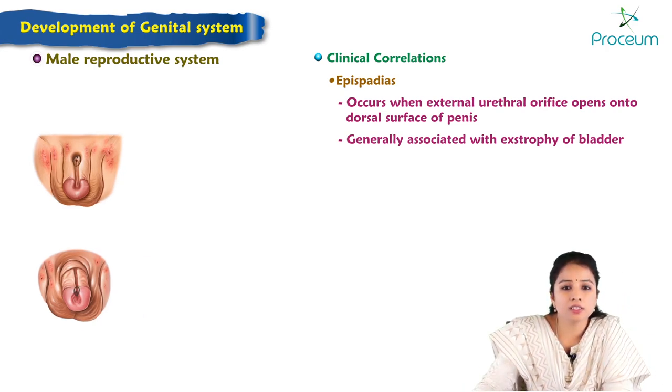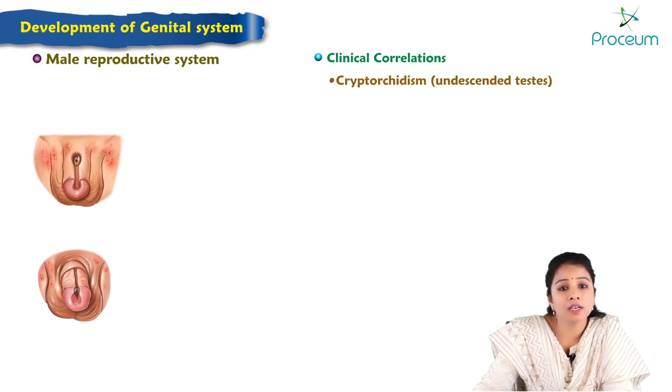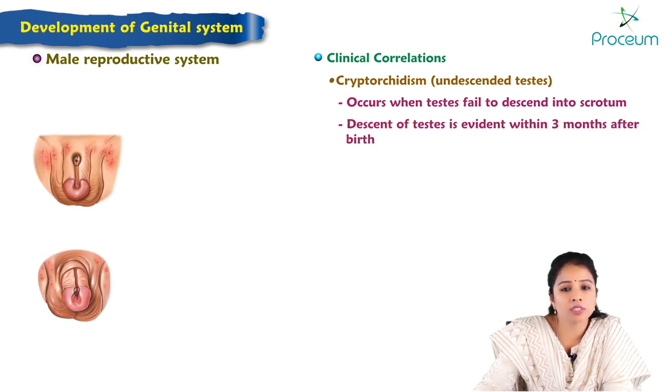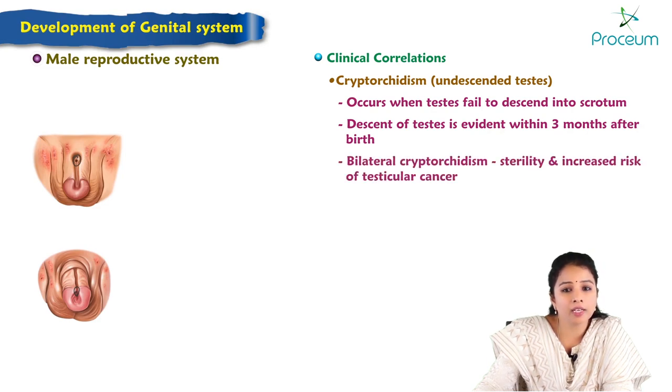So, the next condition is cryptorchidism, meaning undescended testis. It occurs when the testis fails to descend into the scrotum. Descent of the testis is evident within 3 months after birth. Bilateral cryptorchidism results in sterility and an increased risk of testicular cancer.